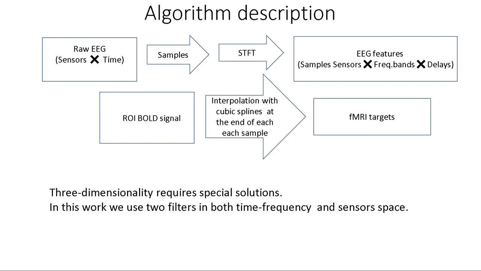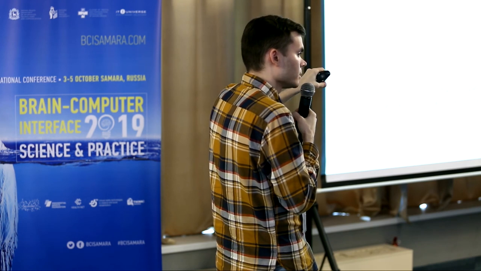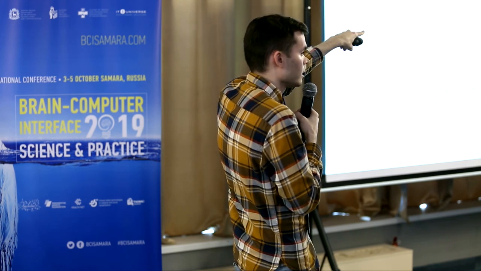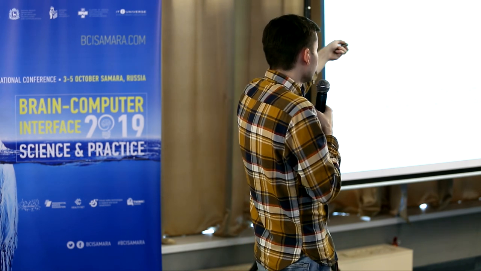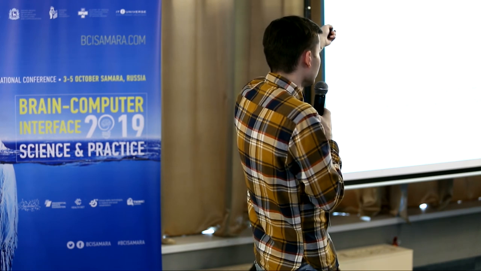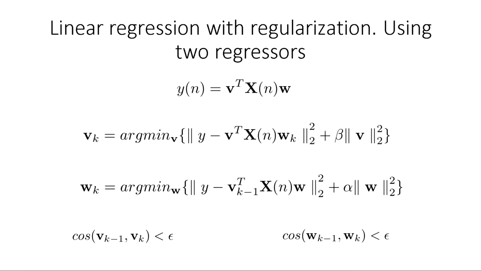Second, we extract the gray matter BOLD signal using a probabilistic mask. Then we interpolate this signal at the end of each sample, at delay equal to zero, and we find the fMRI targets. These are our features and target space. But a three-dimensional space is very difficult. We can use tensor analysis or different reshaping, but in this work, we use two different filters in two different spaces, and balance these filters using different constraints.